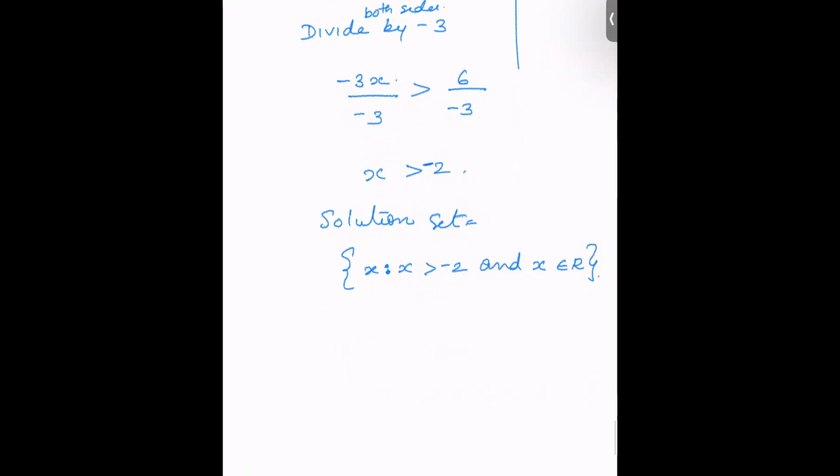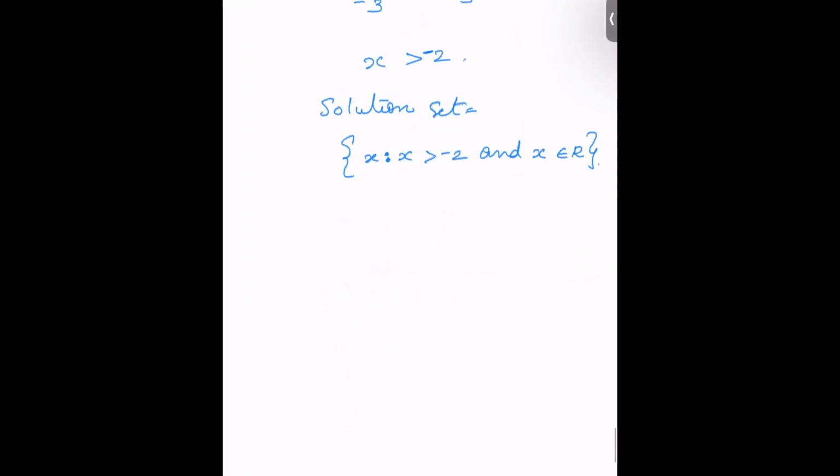Solve the following inequation. Question number 6. Solve the following inequation: 2y minus 3 less than y plus 1 less than or equal to 4y plus 7. Okay, I have got three things connected using two inequations. First case is y is an element of integers, because y is the variable. We are not talking about x anymore.